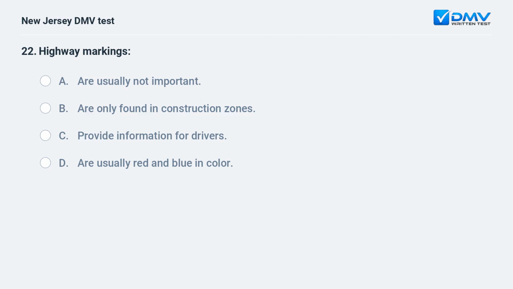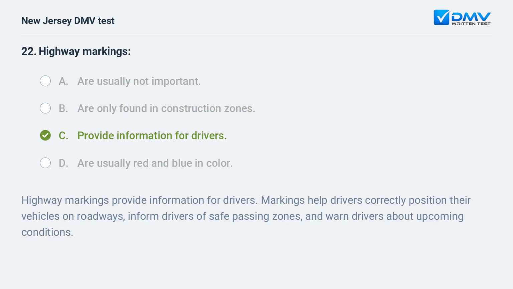Highway markings? A. Are usually not important. B. Are only found in construction zones. C. Provide information for drivers. D. Are usually red and blue in color. C. Provide information for drivers. Highway markings provide information for drivers. Markings help drivers correctly position their vehicles on roadways, inform drivers of safe passing zones, and warn drivers about upcoming conditions.